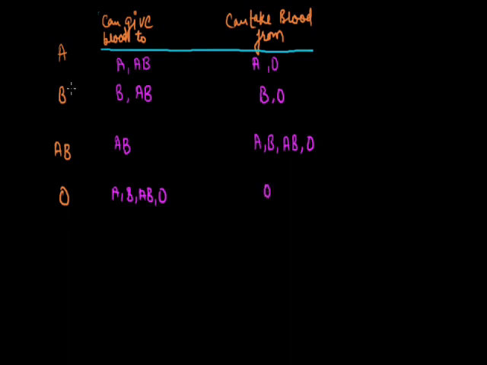So this is the table from which we can analyze the blood groups. Person A can give blood to A and AB but can take blood from A and O. B can give blood to B and AB and can take blood from B and O. AB can give blood to AB only but can take blood from every blood group. O can supply blood to everyone but can take blood only from O blood group. So now you can analyze: AB is the universal recipient while O is the universal donor.